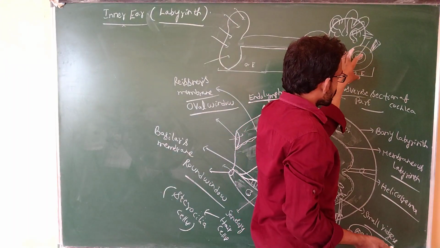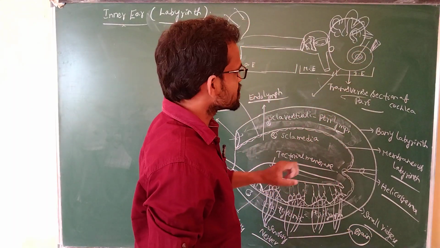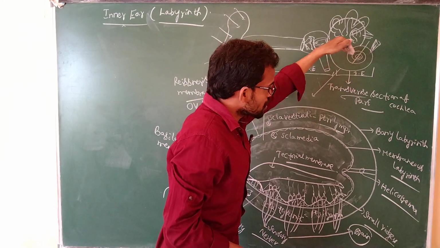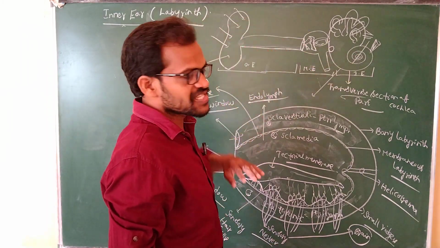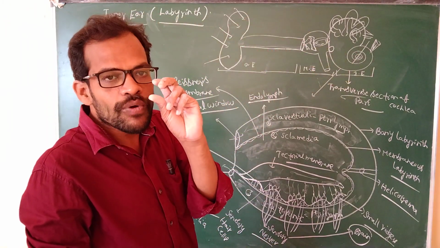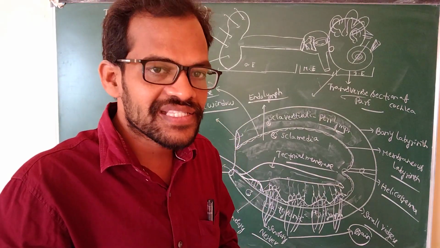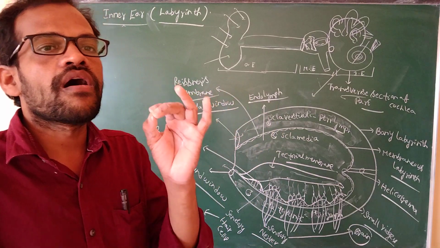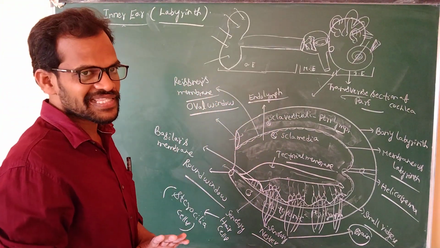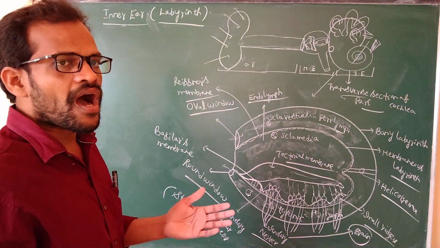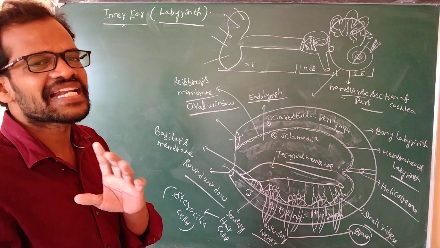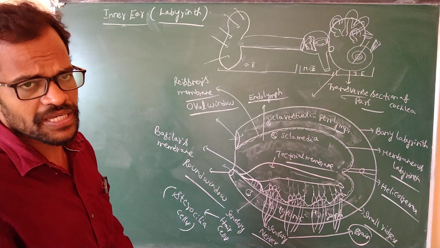The inner ear consists of the cochlear organ, known as the cochlear part. Inside this transverse section, there are specific receptor cells. These receptor cells are nothing but the organ of Corti. Corti is the name of the scientist.